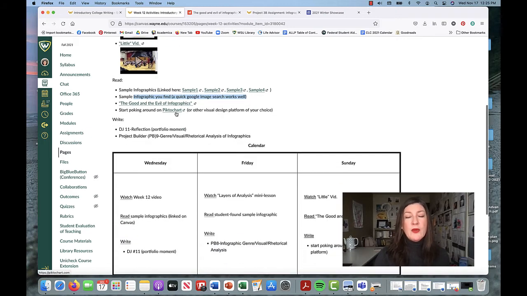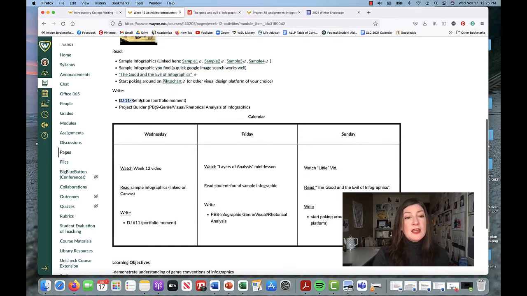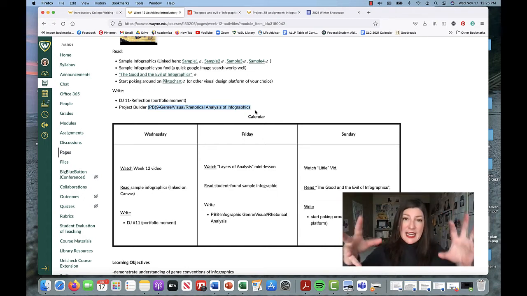Definitely want to start poking around on Piktochart or the graphic design platform of your choice. And in terms of writing, just a DJ, just a reflection this week, and one project builder that's going to walk you through some initial genre analysis. That's getting at the aspects of this type of communication, the infographic, that answers the question, what makes this what it is?